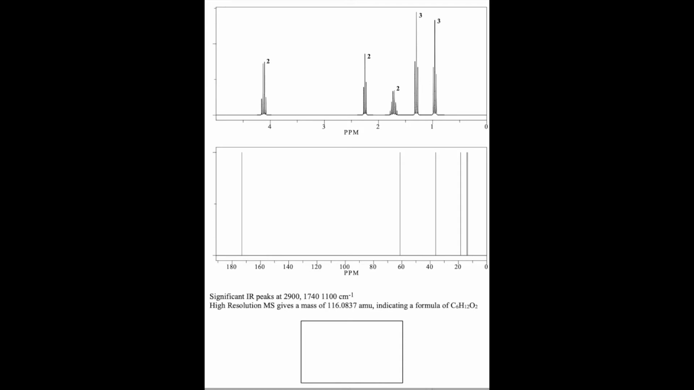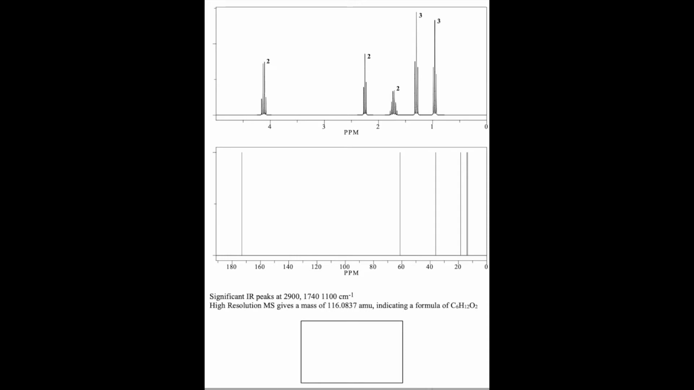And I'm looking at this first because that is an absolute. That mass corresponds to that formula. And when we know that formula, we can make some good decisions on all of the other forms of spectroscopy. So here, keep that in mind. We've got 6 carbons, 12 hydrogens, and 2 oxygens.